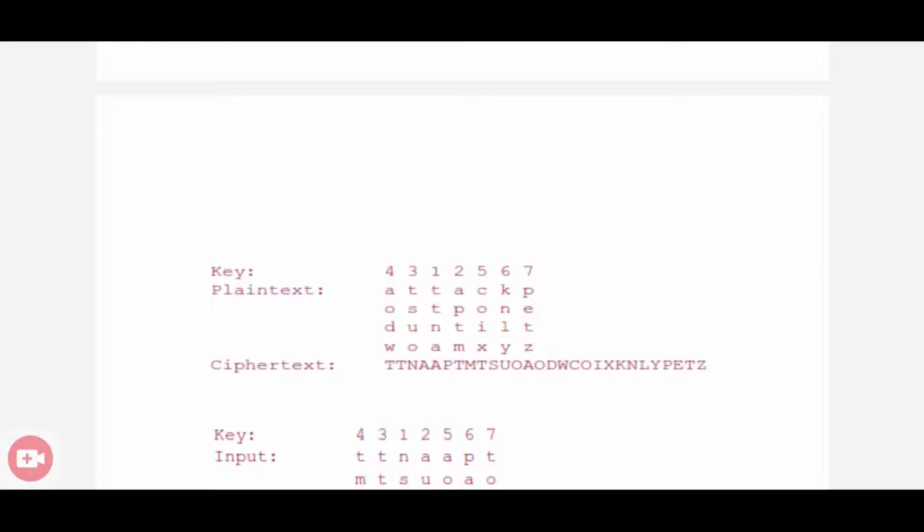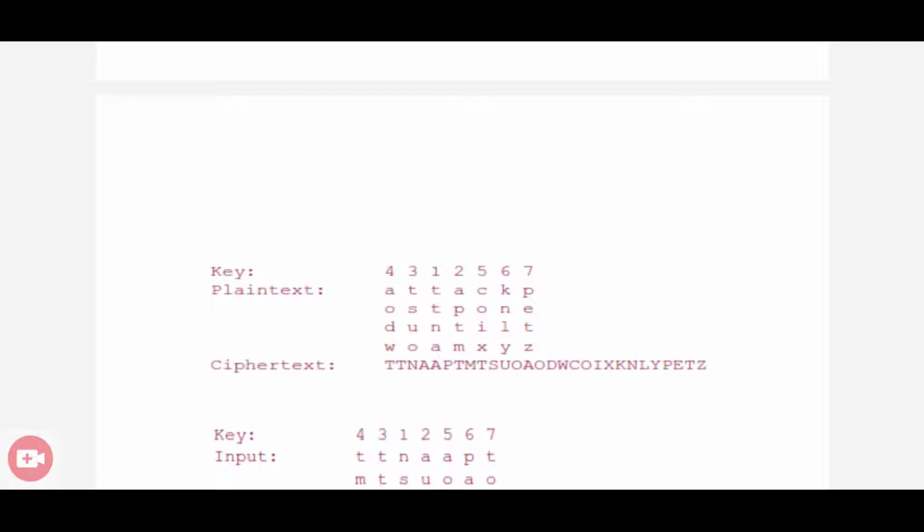Key is 4312567. Okay, this is the order of permutation. Clear? And the plain text is constructed like a matrix, a 6 by 4 matrix. Row by row, we can write down the letters of the plain text. Then, next stage, we can read column wise.